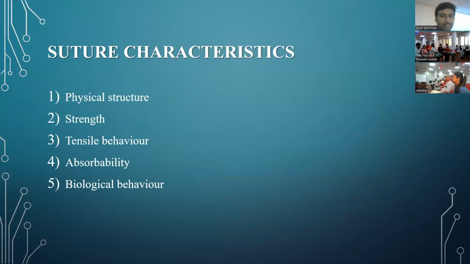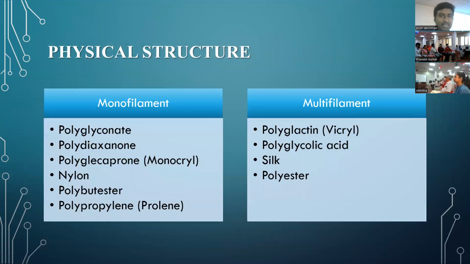What are the characteristics of the suture? Its physical structure, strength, tensile behavior, absorbability, and biological behavior. Physically, suture can be classified into monofilament and multifilament. Monofilament is a single thread suture and it has strong memory. Memory means the ability to retain its original shape. Due to this ability, monofilament sutures are difficult to knot and more knots are required to secure them.